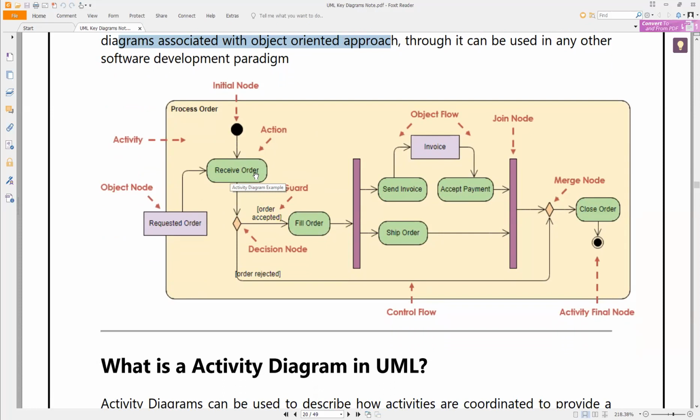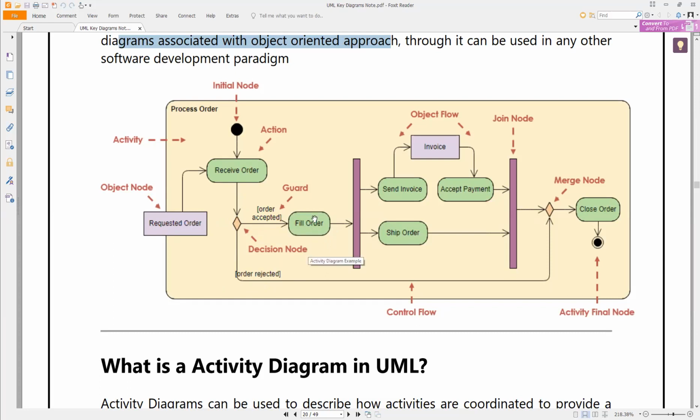So once the order is received, this is object flow. The object which comes, it's order, which comes as a document, whatever. This is object node, and this is the flow. The arrow means the flow, and you can have some indicators like a guard. See something here, it's like a condition: order is accepted or order is rejected.